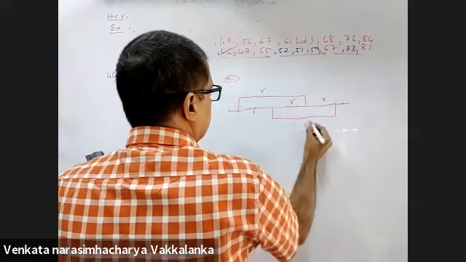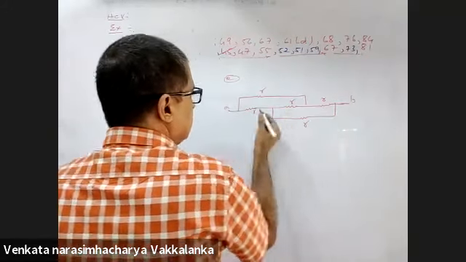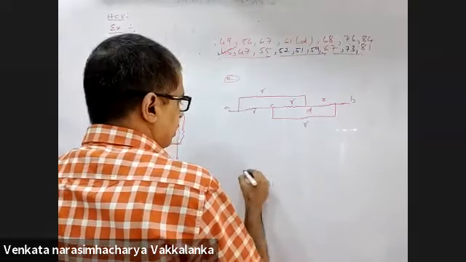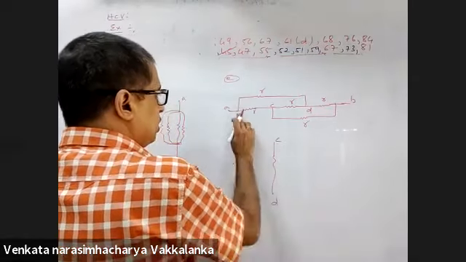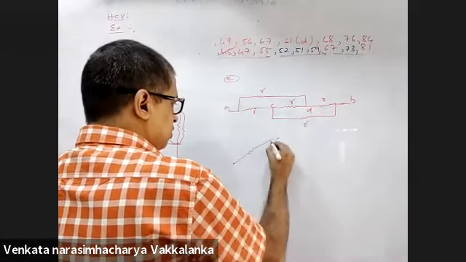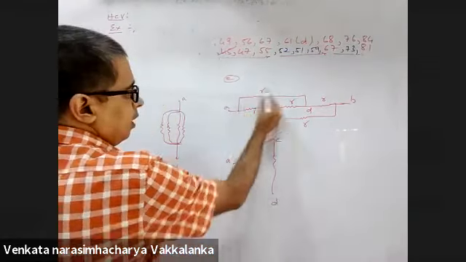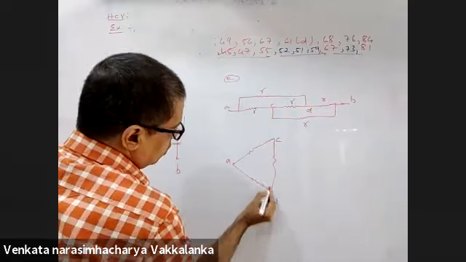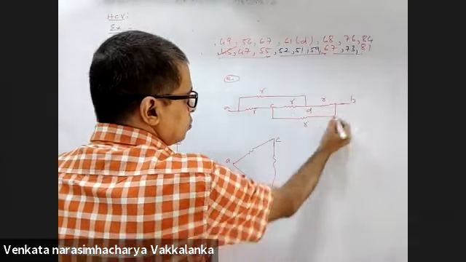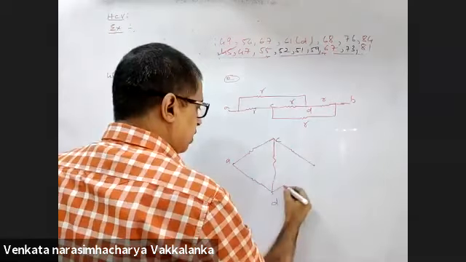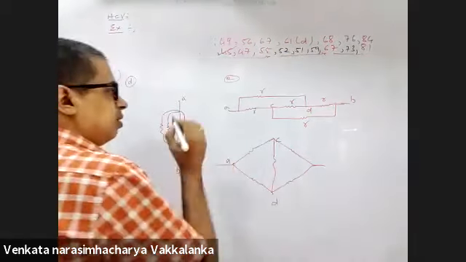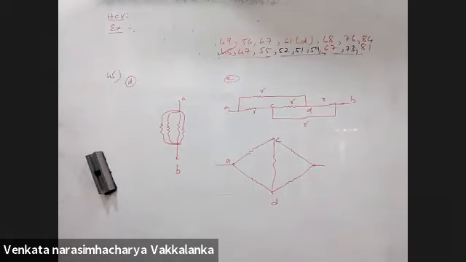R and R between A and B. Call this CD, right? I'll call this C. I'll call this D. A and C has one resistance. A and D has one resistance, right? C and B has one resistance. D and B has one resistance. Have we done that or not? Yes, sir. The Wheatstone bridge.